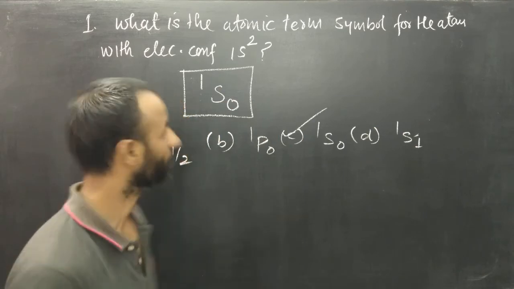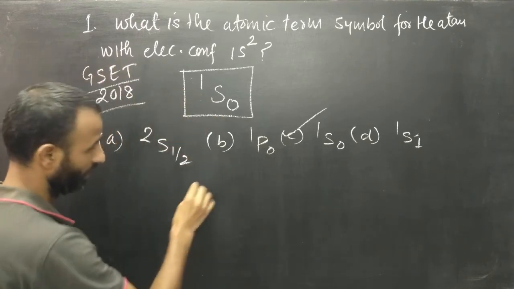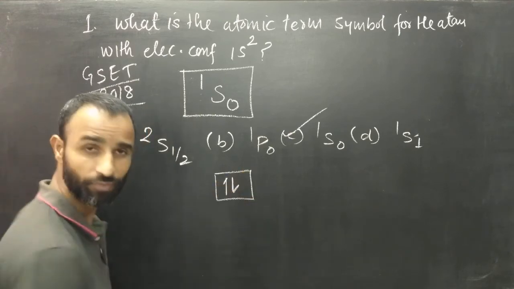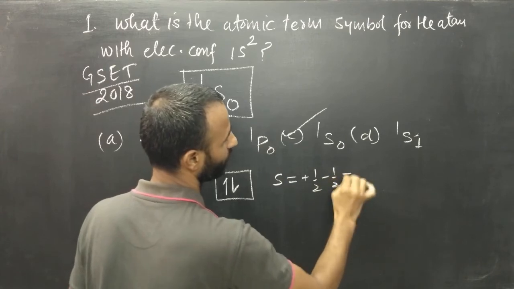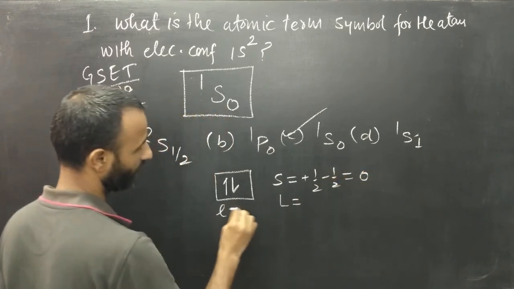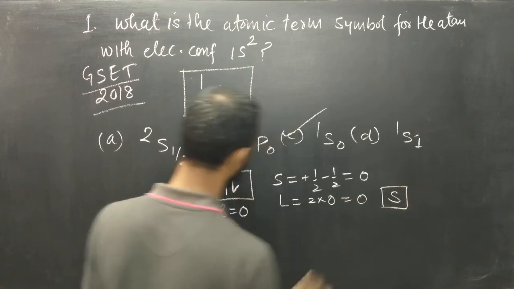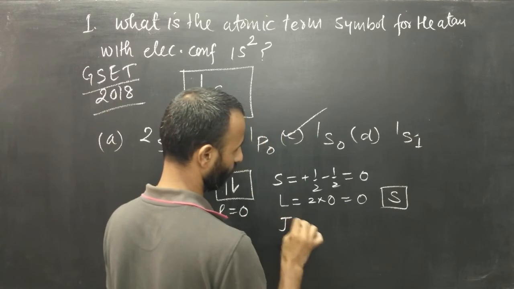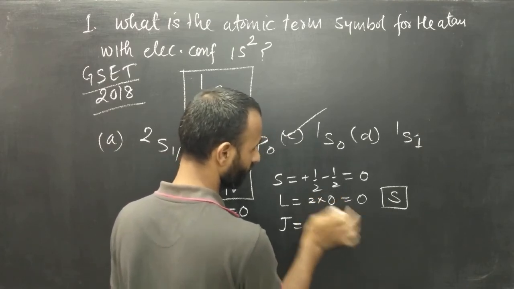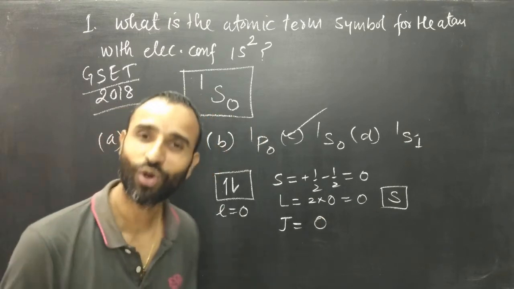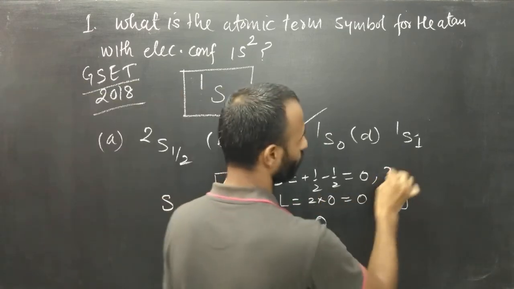Okay, how do we know that it is 1S0? See, for 1s2 it is fully filled. So what is the value of S? Obviously plus half and minus half means 0. L value, you know, for this L value is 0, and 2 electrons with L 0. So L is 0 means S term. And what is J value? That is L plus S or L minus S. But because L is 0 and S is 0, it should be equal to 0 only. Got it? So obviously, S term.